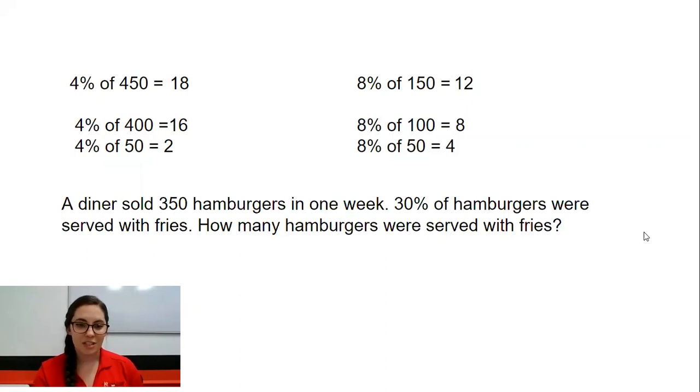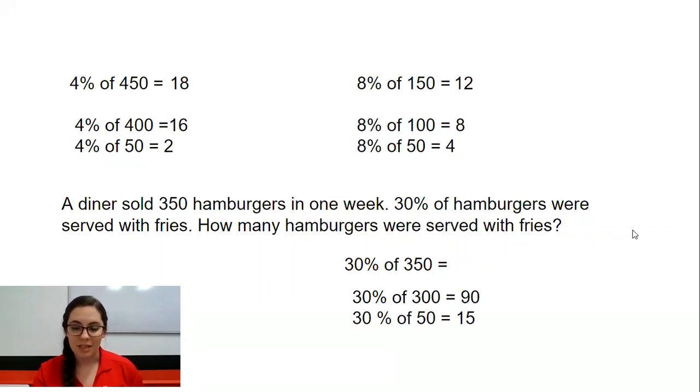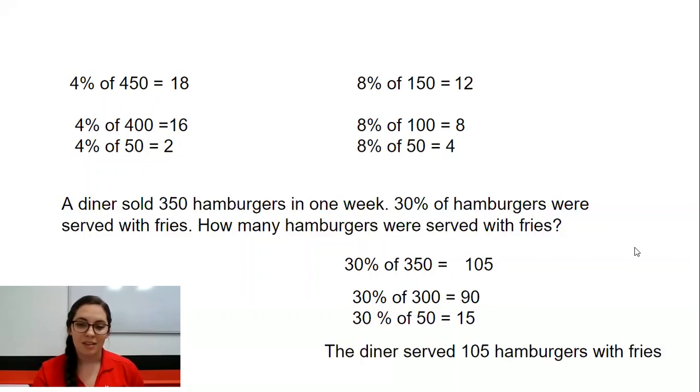Now, this next question is all about a diner. So a diner sells 350 hamburgers in 1 week. 30% of those hamburgers were served with fries, and I want to know how many hamburgers were served with fries. Really what this question is asking us to do is find 30% of 350. So again, I'm going to break this down into my hundreds, 30% of 300, and my 50s, 30% of 50. Now my 30% of 300 is 90, and my 30% of 50 is 15. So add those together and I get 105. So I know that the diner served 105 hamburgers with fries that week.